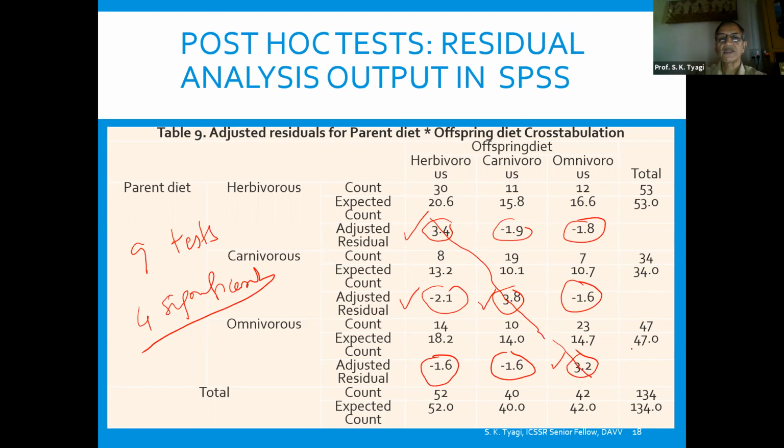That is, if the parent is herbivorous, there is every chance the offspring is herbivorous. More frequently we have carnivorous. If the parent is carnivorous, there are chances of the offspring being carnivorous. But this is the exception. Now let us see, there is another idea which is being introduced.